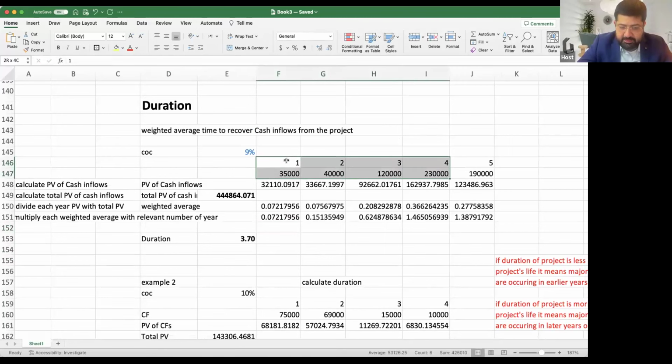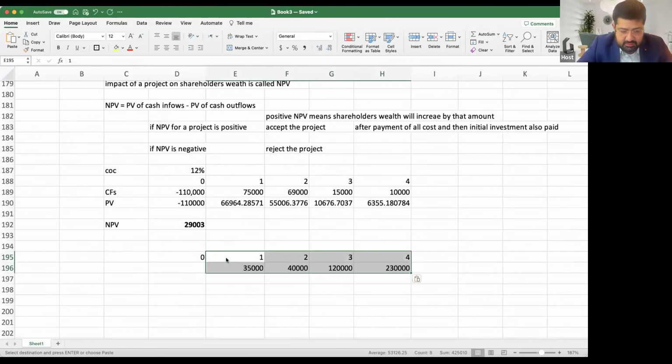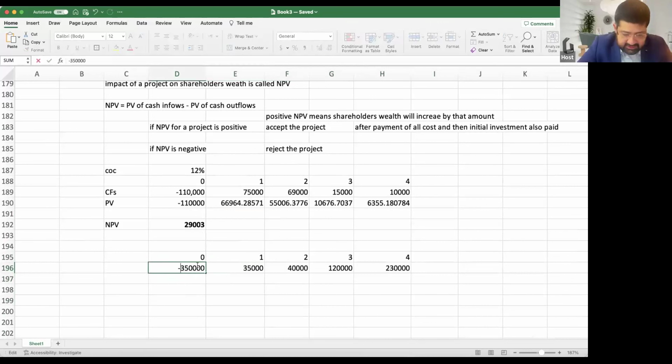Yes, I will pick this. Now, investment is negative 350,000. Yes, cost of capital is the same, 12%. So present value is equal to this multiplied by 1.12 raised to the power of minus this.